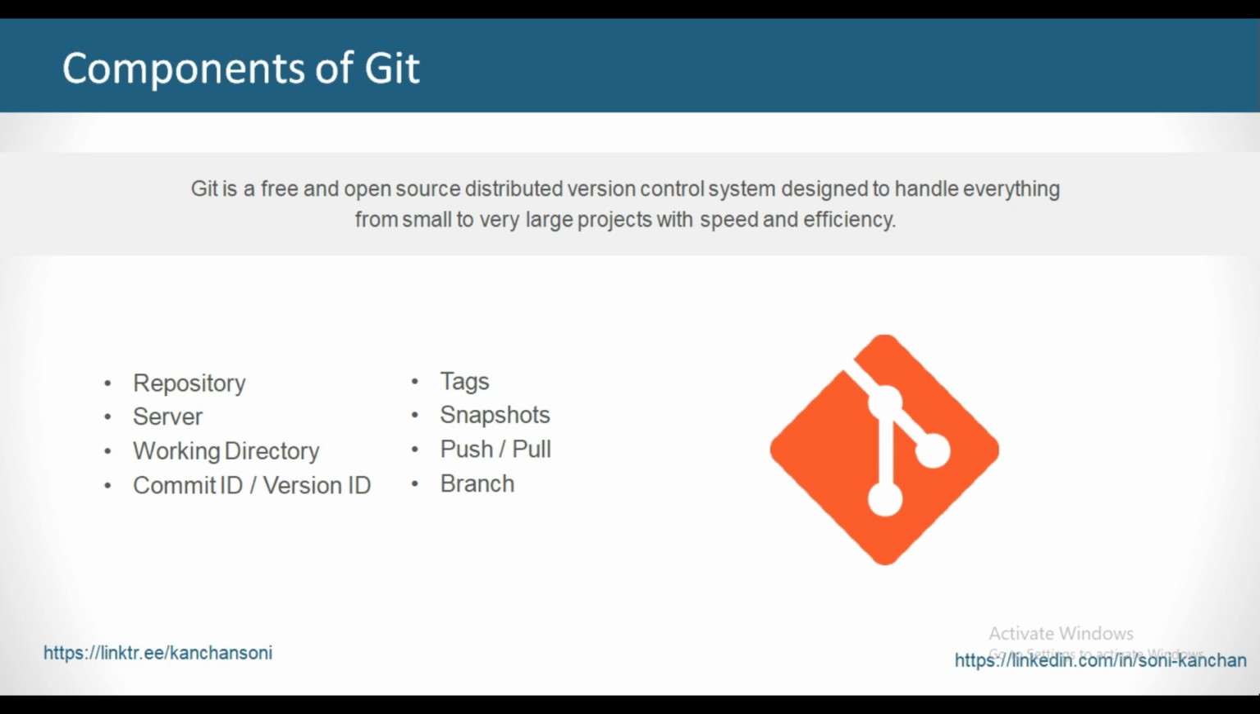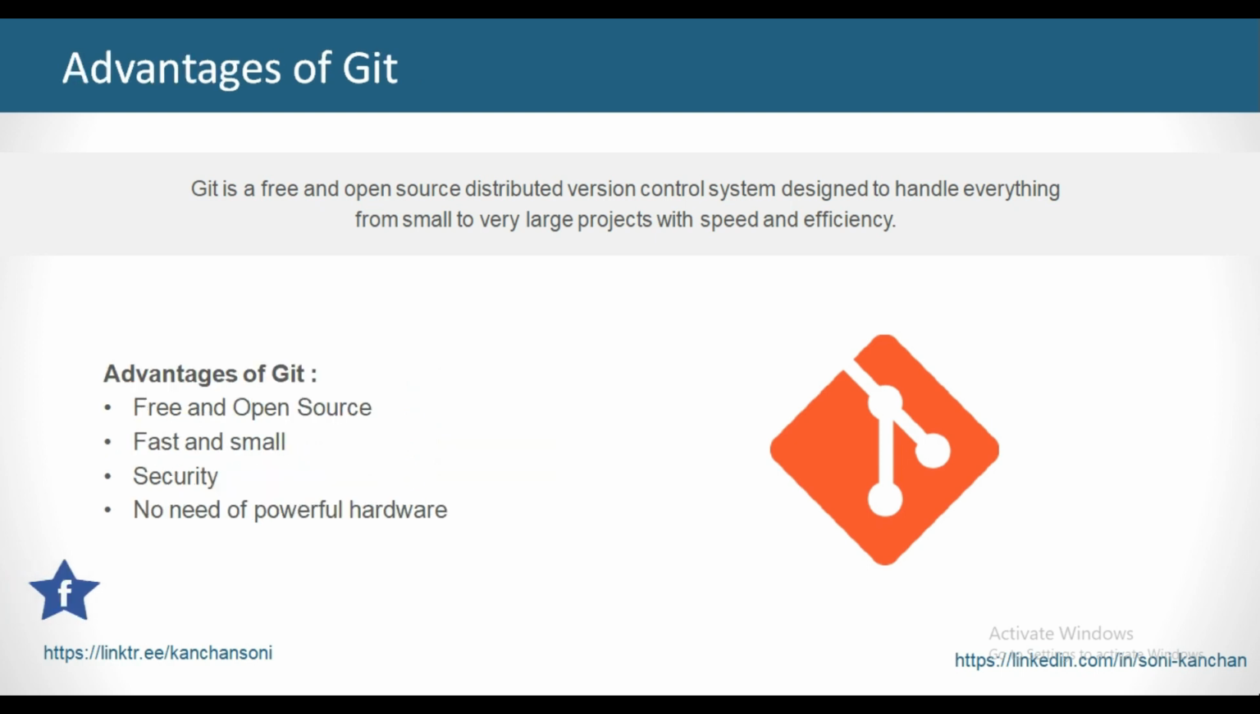Push is the operation which helps us copy the data which is present in the local repository to the remote repository. And pull is again the operation which helps us copy the content present in the remote repository to the local machine. Okay, so branch, as I told you, we will see in the upcoming section.